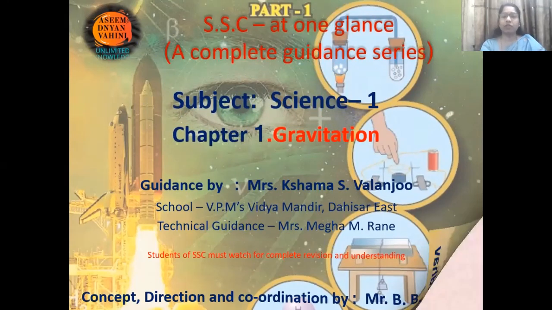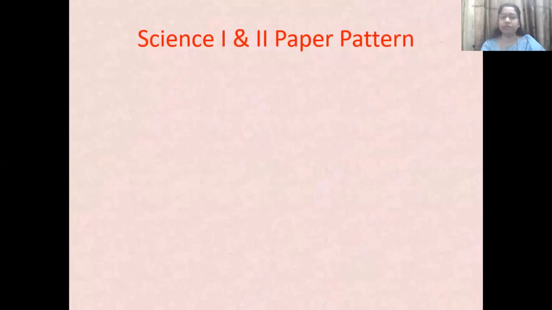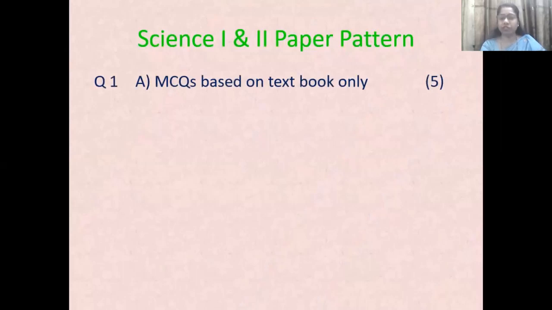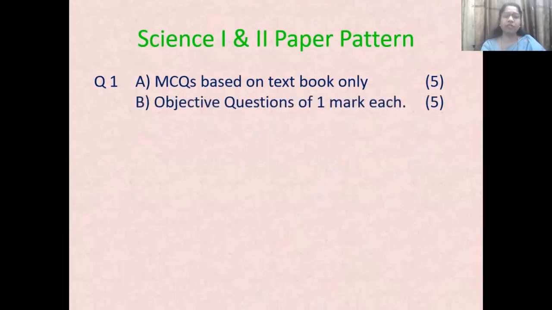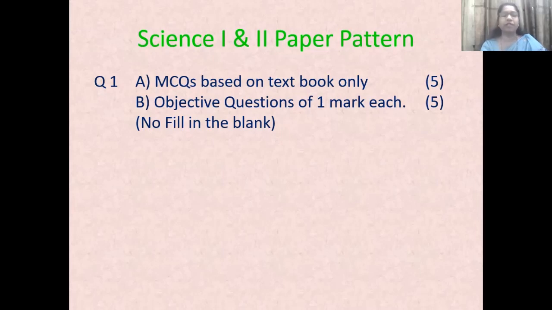Before we begin with the concepts, let us see the paper pattern of Science-1 and 2. It is similar. Question number 1A is an MCQ-based question, based on the textbook only. There are in all 5 questions. Each question is for 1 mark. You are not expected to write the statement, but just mention the answer and the option number. Question number 1B is also objective questions of 1 mark each. So in all 5 marks, there will be no fill in the blanks in the question. It may include odd man out, say true or false, right or wrong. Such questions can be included.